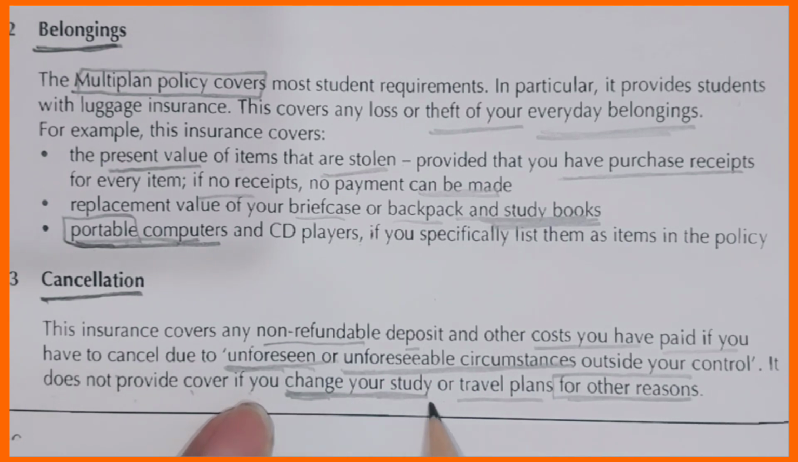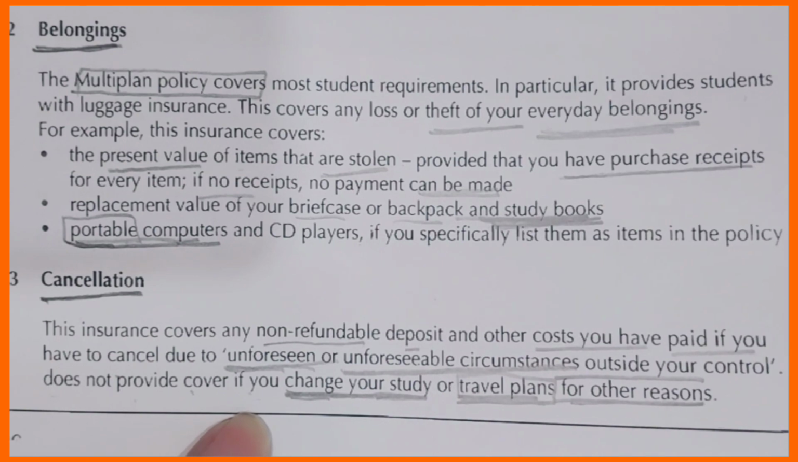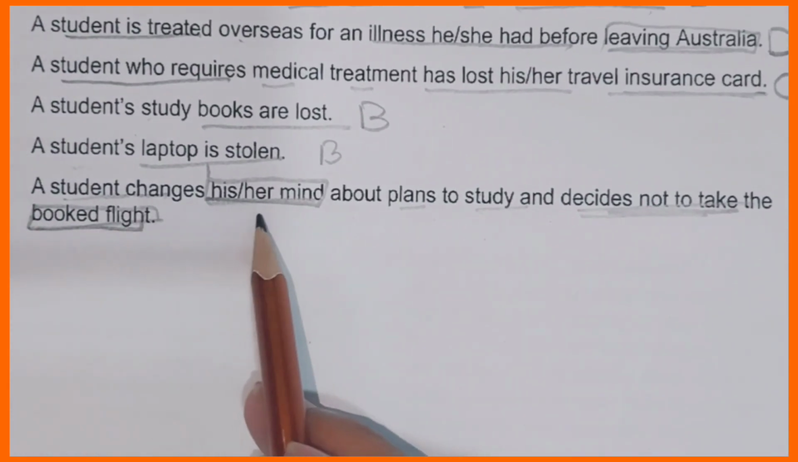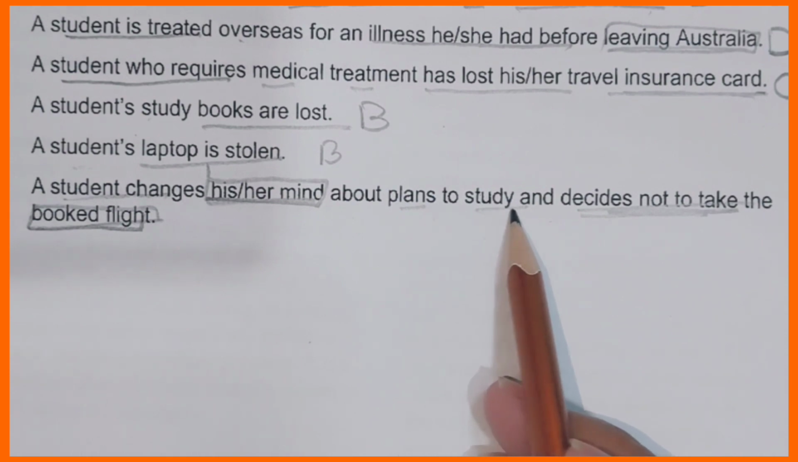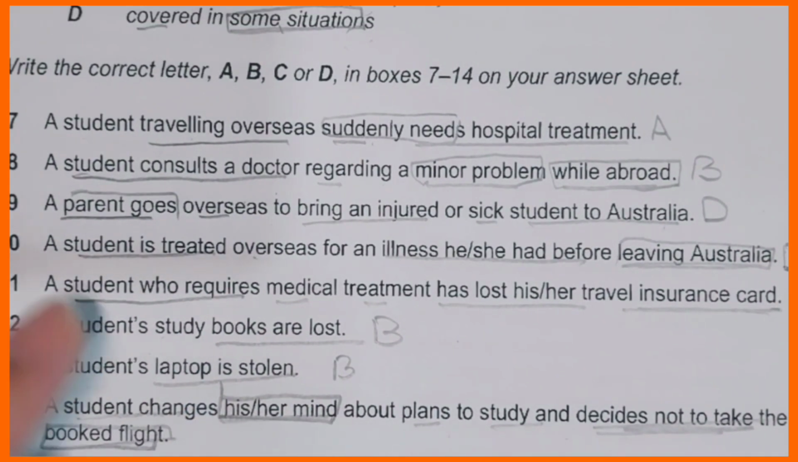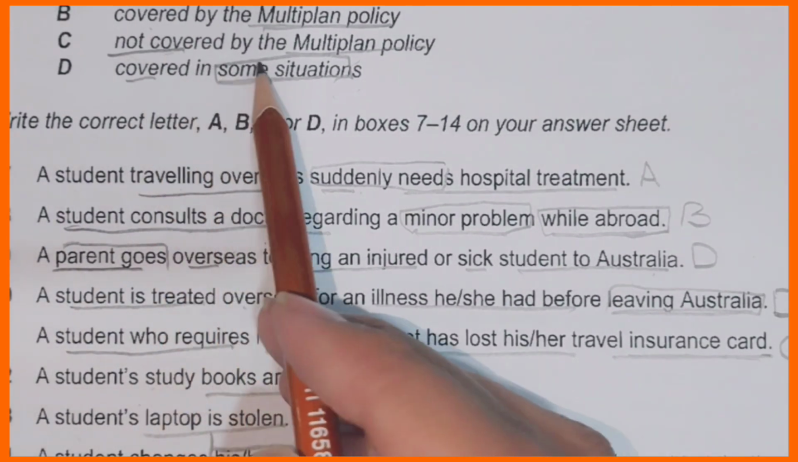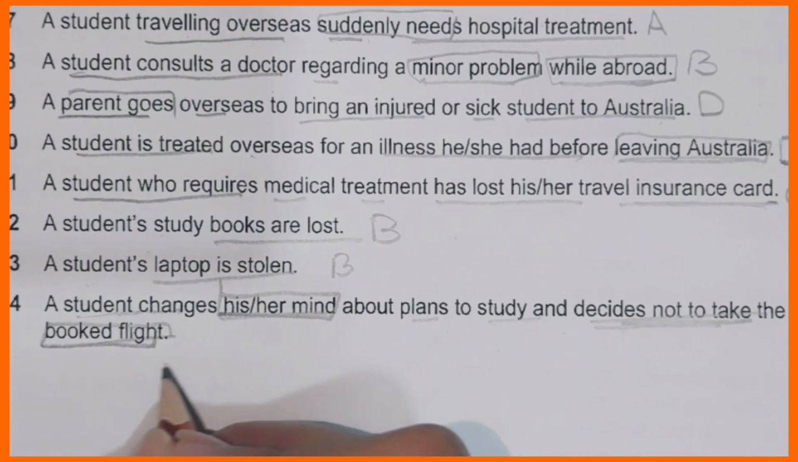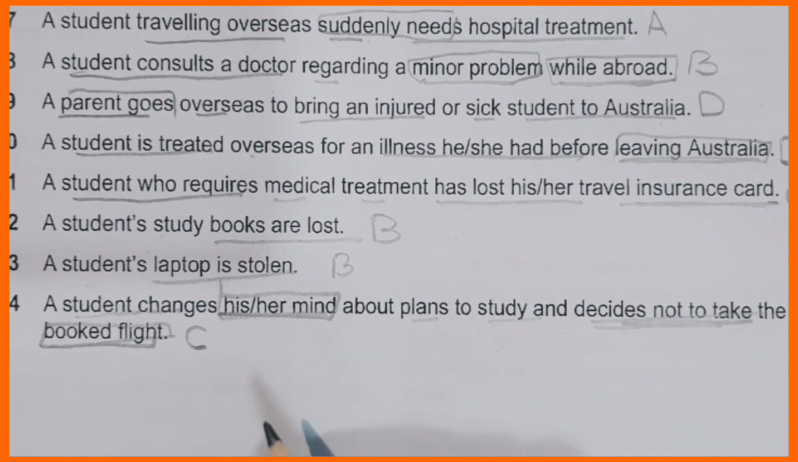If you change your study or travel plan, it means you change your study or travel plan for another reason. And what is the question here? A student changed his or her mind about plans to study and decided not to take the booked flight. It means the student is changing his or her mind, so not covered by the multi-plan policy. So what will be the answer? The answer will be C.